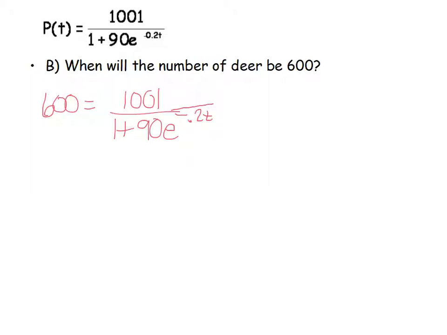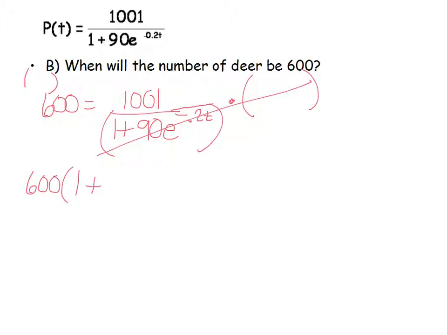I'm going to have to get rid of this fraction. So this whole denominator, I'm going to multiply both sides by that whole denominator. I'm going to be kind of lazy here. I'm just going to write this in parentheses like this. But if I can multiply by that denominator, then this will cancel out. And over here on the left side, I'm going to have my 600, but it's going to be multiplied by that denominator. And it will equal 1001. So now we're just trying to solve for this t, so let's start isolating stuff. Let's get rid of the 600.